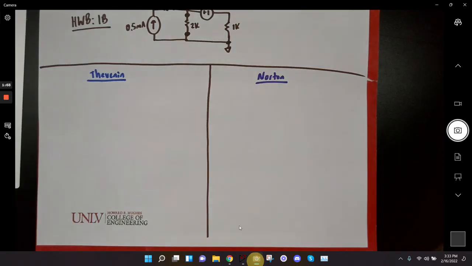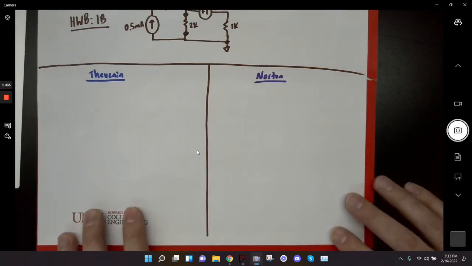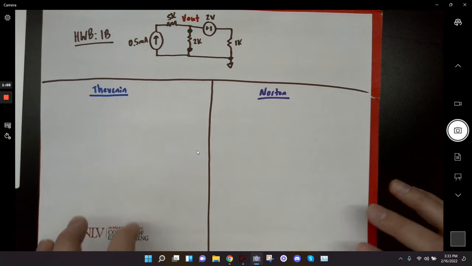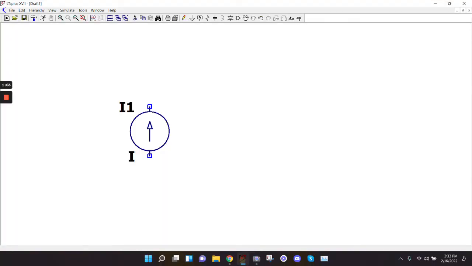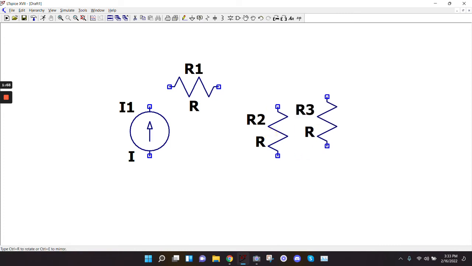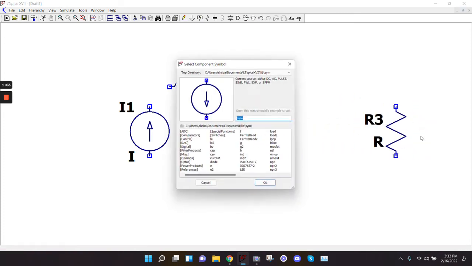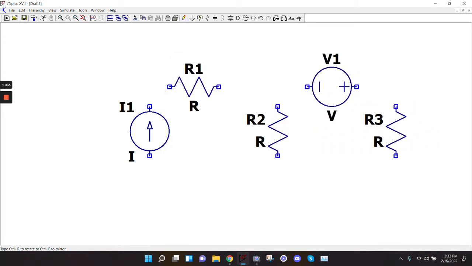I don't think anybody has problem finding this V out, do you? You could just, oh, this is I1, do a KVL. I'm just going to throw it in Spice because I don't want to take any time. We're running low on time. Okay, that looks like that, and then this is 2.